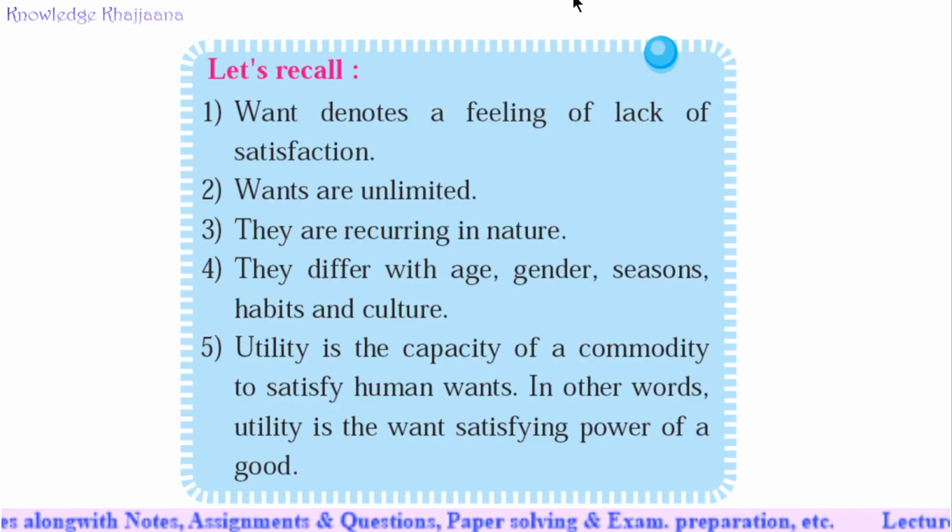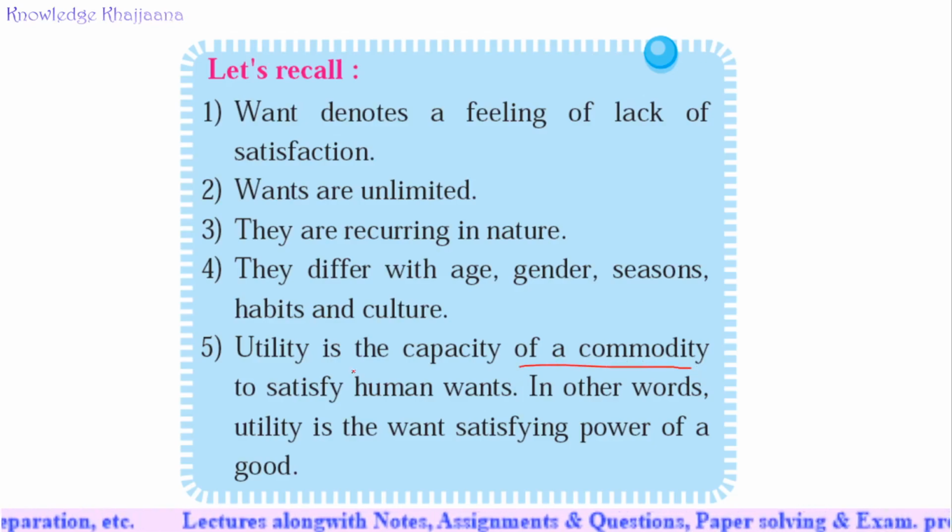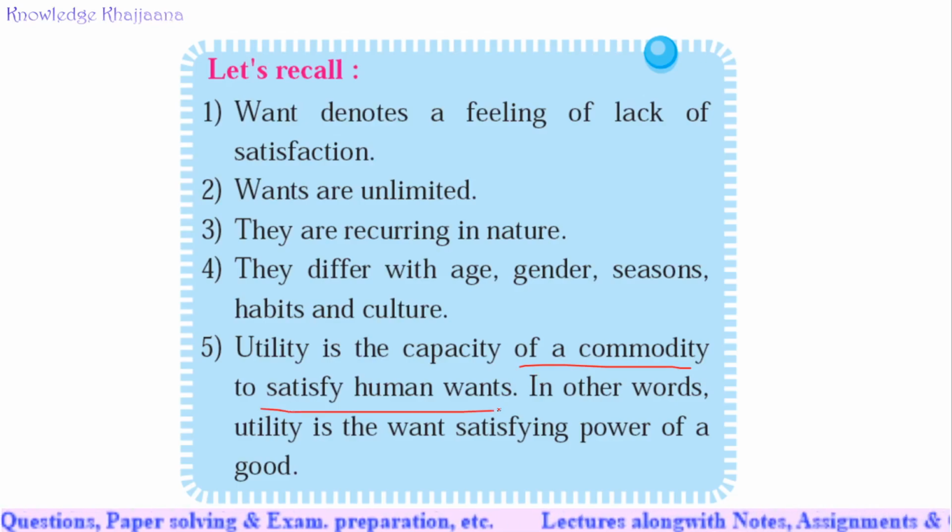Now let's start. What did you learn in standard 11? Want denotes a feeling of lack of satisfaction. Wants are unlimited. They are recurring in nature. They differ with age, gender, seasons, habits, culture. Utility is the capacity of a commodity. What you have to remember in this lesson, utility is the capacity of a commodity to satisfy human wants.